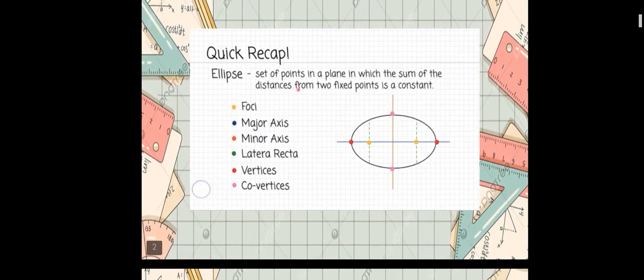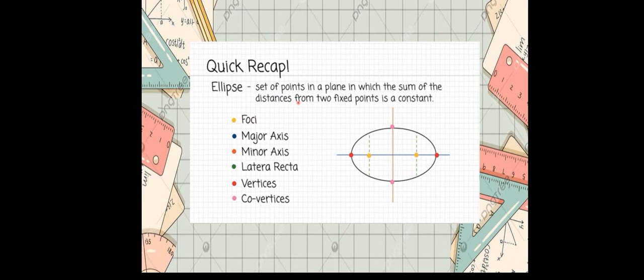Firstly, let's do a quick recap about what an ellipse is and some of its basic parts. So, an ellipse is a set of points in which the sum of the distances from two fixed points is a constant. These colored dots right here already correspond to these colors on this ellipse and graph right here.